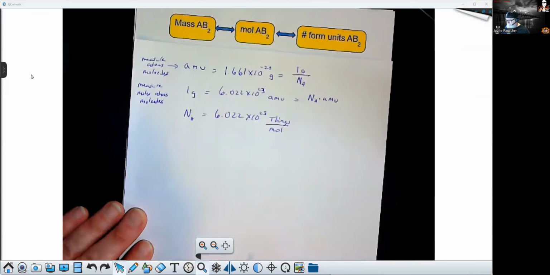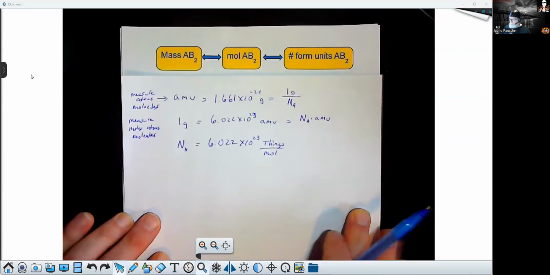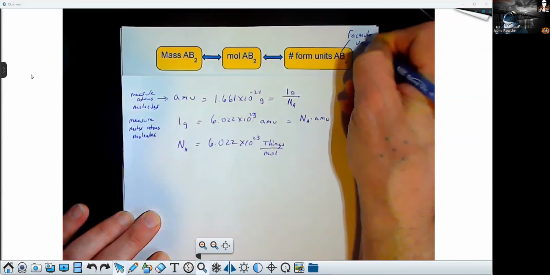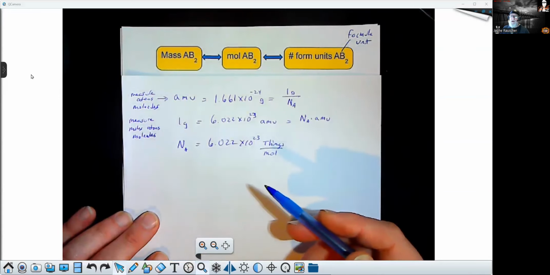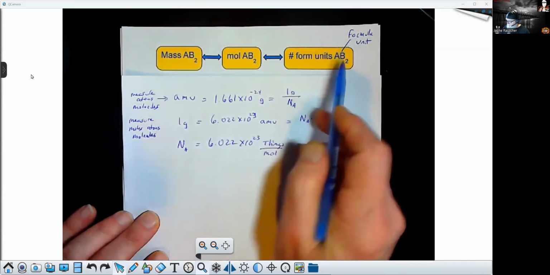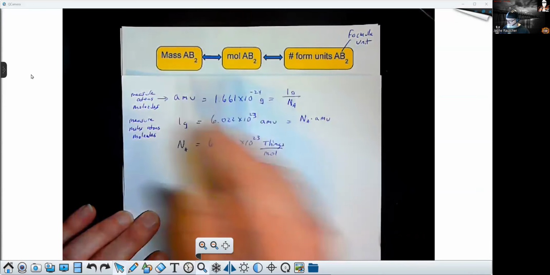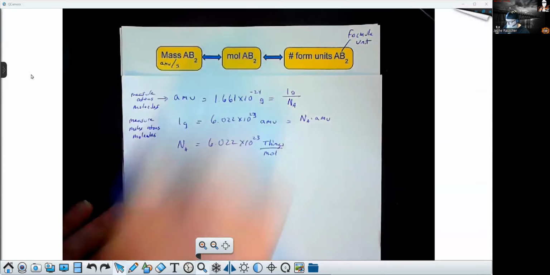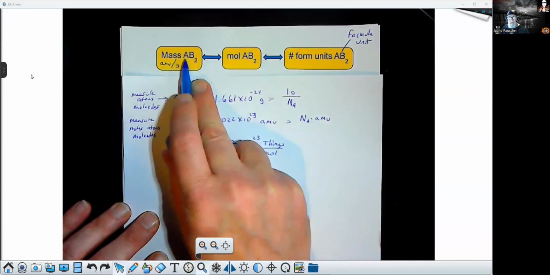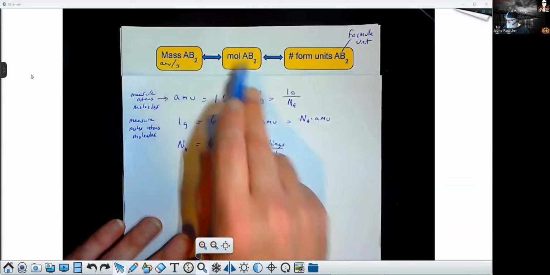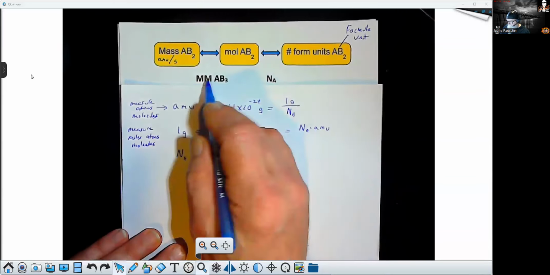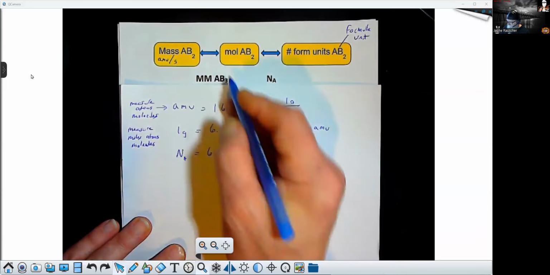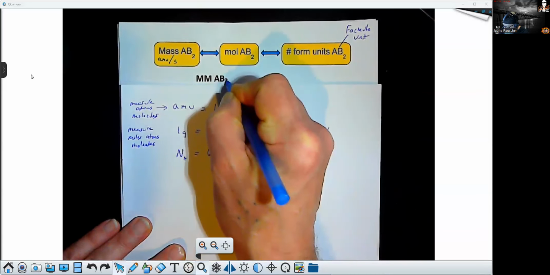Okay, so with that under our belt, let's talk a little bit about how to convert a formula unit. So this would be a formula unit, right? It could be a molecule. It could be the formula unit for an ionic compound, whatever. But it's just some generic AB2, right? So if we have the mass of AB2, and that could be in AMU or grams, whatever, and we want to convert from the mass of AB2 to moles of AB2, well, then we're going to need to use the molar mass of AB2.